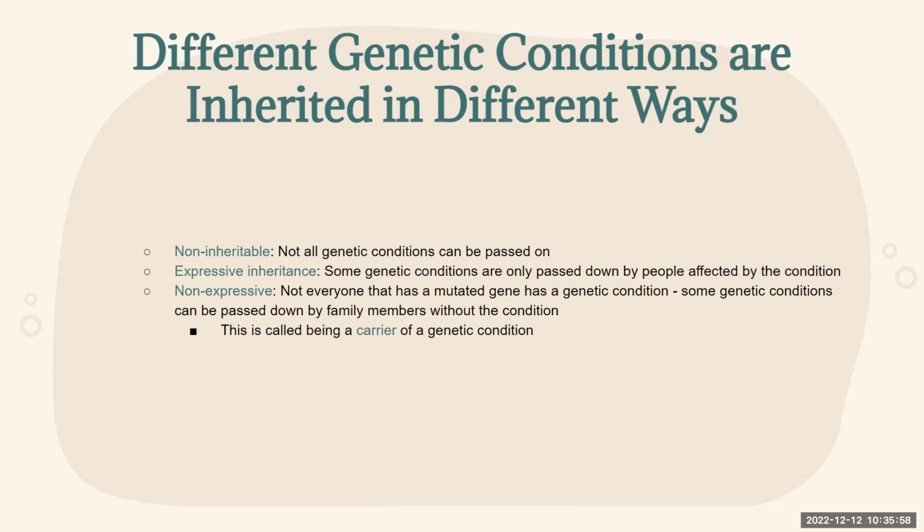And there are more modes of inheritance where not everyone that has the mutated gene or the affected condition being expressed has the genetic condition, and they can pass down the condition even though they're not affected by it. This is known as being a carrier of the genetic condition.